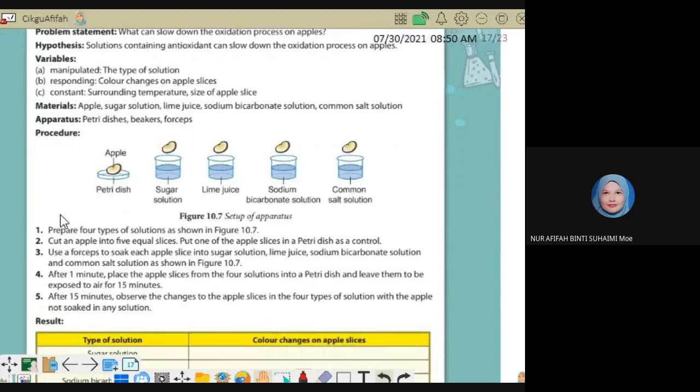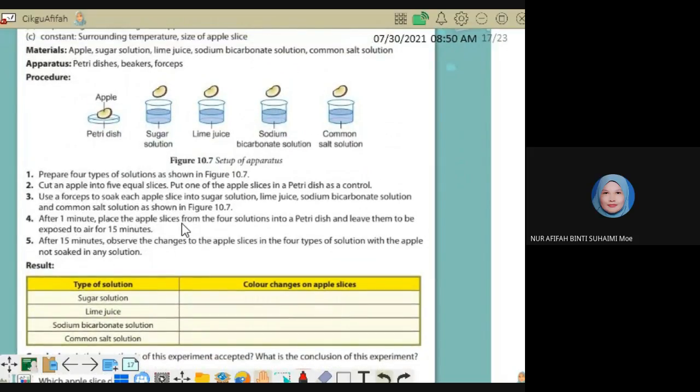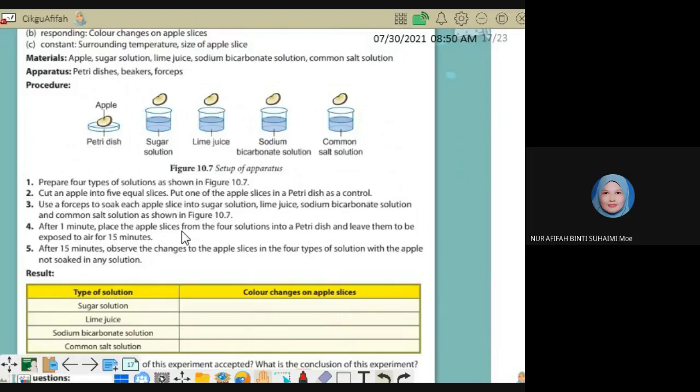Okay, and then the procedure, saya dah explain. Okay, mesti ada 3 benda penting lah. Ada yang mesti ada manipulated, mesti ada responding. Okay, and then mesti ada repeat.